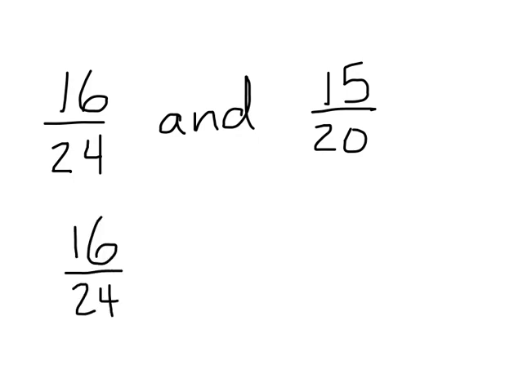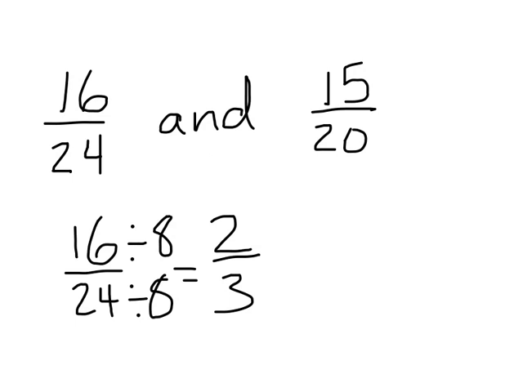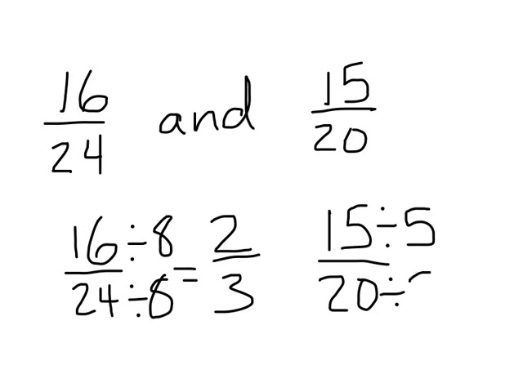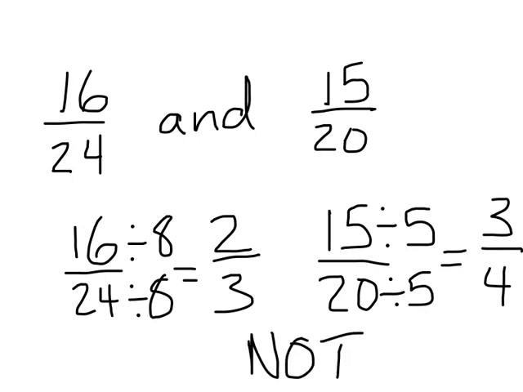16 over 24. The greatest common factor is 8. This ratio is 2 to 3. 15 over 20. The greatest common factor is 5. This simplified ratio is 3 to 4. These are not equivalent. You've done a great job with your video.